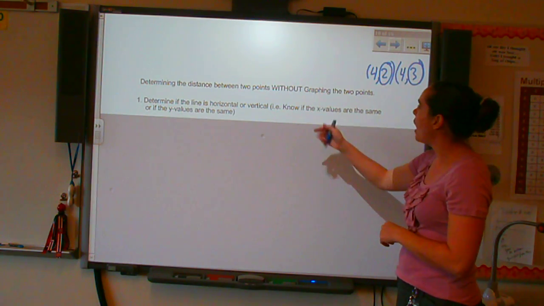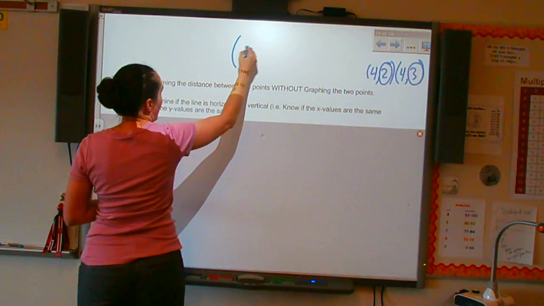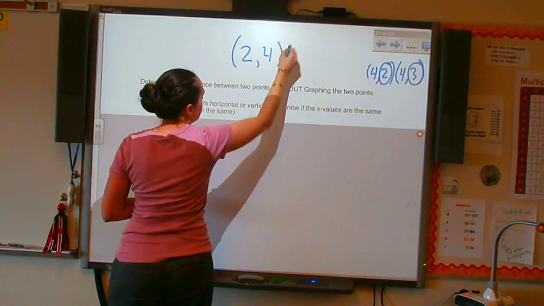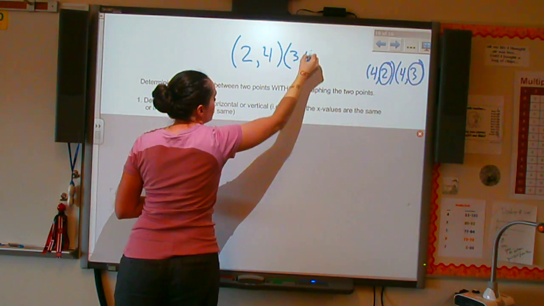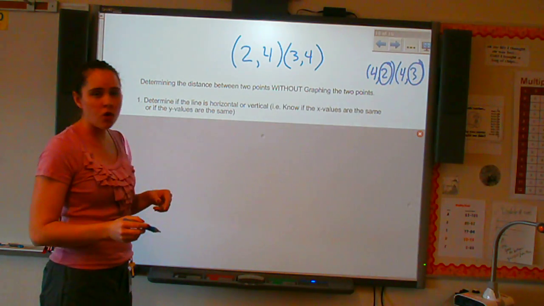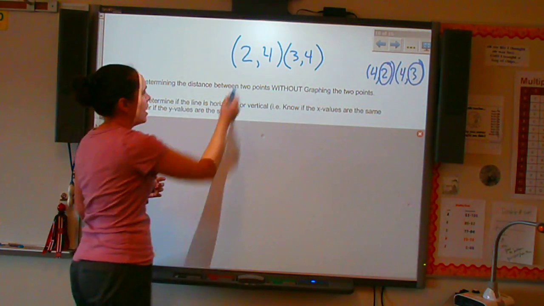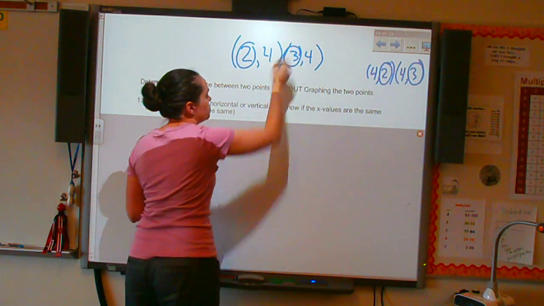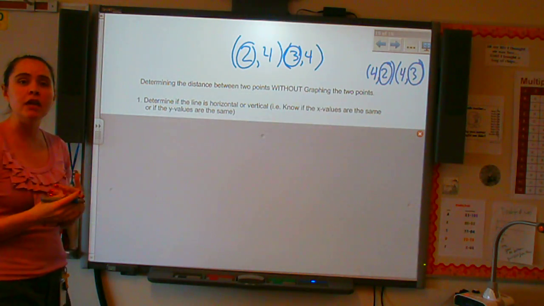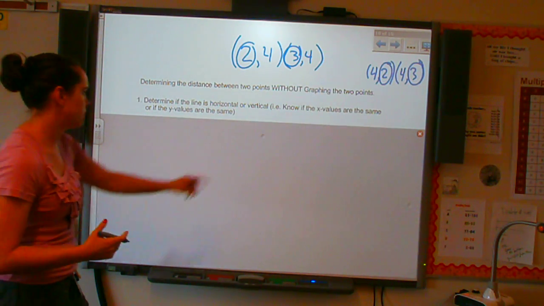Same thing for if the y values were the same. Let's say we had (2, 4) and (3, 4). My y values are the same, so that's a horizontal line. So to determine the distance between the 2 points, I'm going to be looking at my x values.